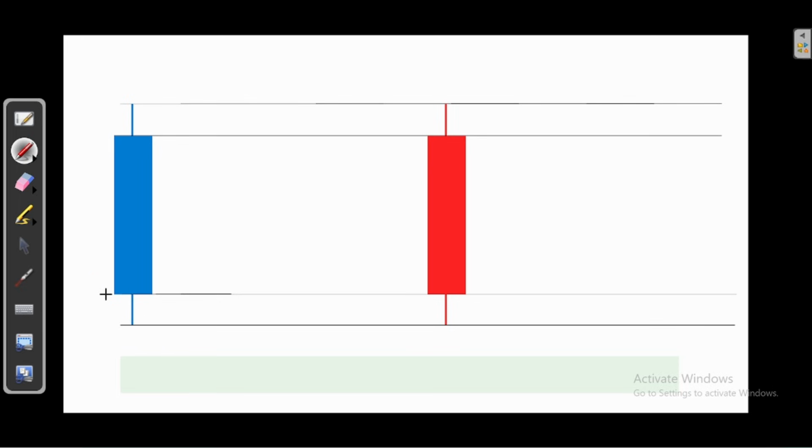If market wants to open for buy, it will open here and move like this. Sorry, it will open here, move to the low, then move up to the high. This is the high, then close here. Now note this line here, it is called shadow or wick.